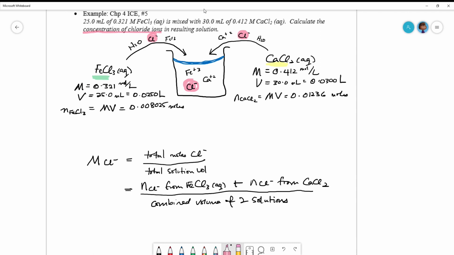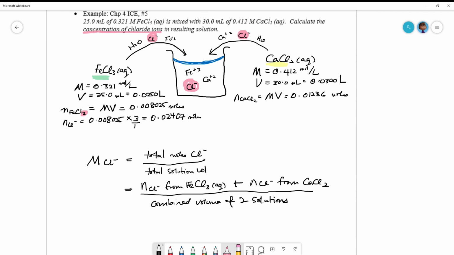So let's notice that in iron 3 chloride, there are 3 chlorides for every 1 iron chloride, which means that moles of chloride would simply be equal to 0.008025 moles of iron chloride times 3. It's really 3 over 1, 3 chlorides for every 1 iron chloride. Or, when I plugged and chugged this out, 0.02407 moles of chloride. We'll worry about sig figs later.